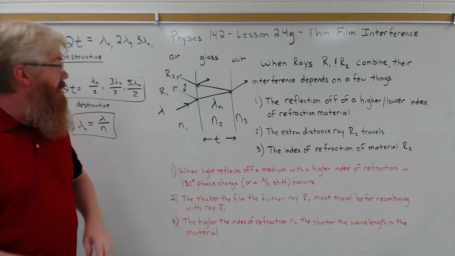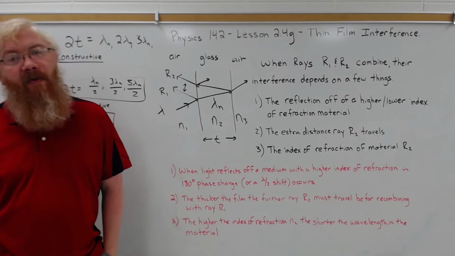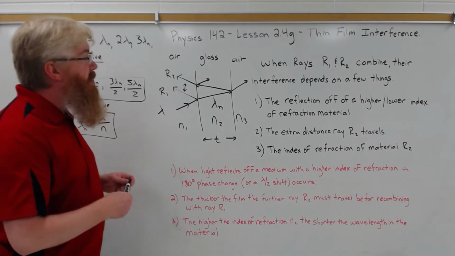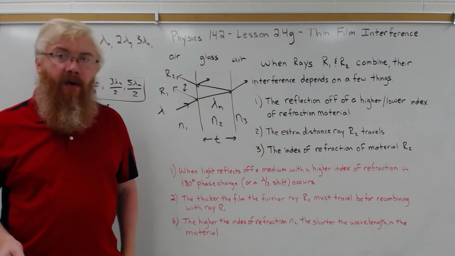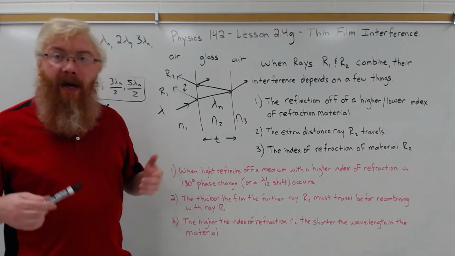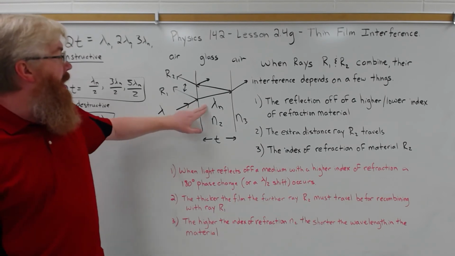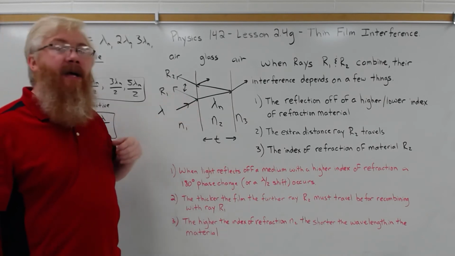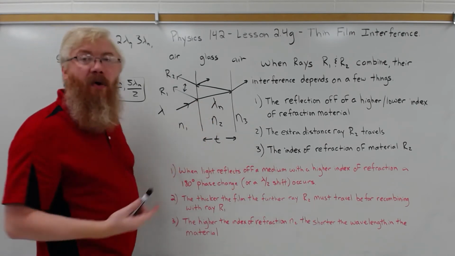So there are 3 things that can change the type of interference that you get, whether you get constructive interference, or destructive interference, or somewhere in the middle. The first is the reflection off of a higher or lower index of refraction material. That can actually change the phase of the wave. So here we have a ray coming in air, hitting glass, and then bouncing off. This reflection is off of a higher index of refraction material. Air has an index of refraction of 1. Glass, let's say it's around 1.5.